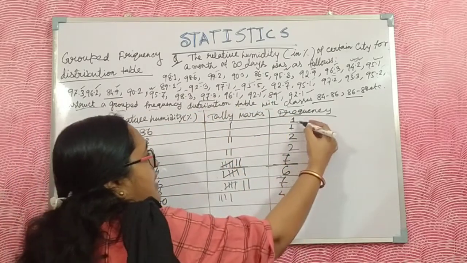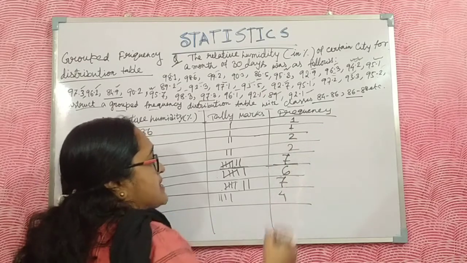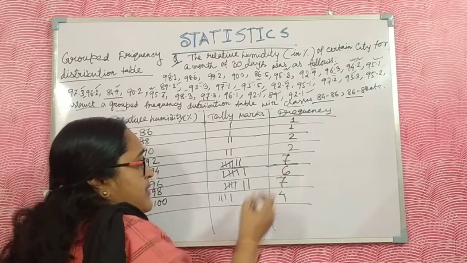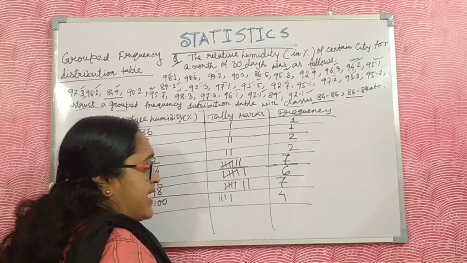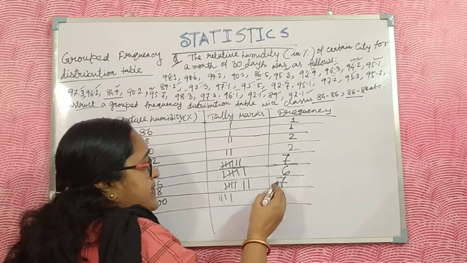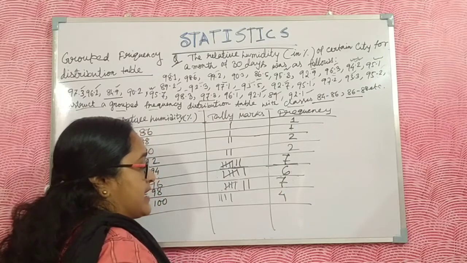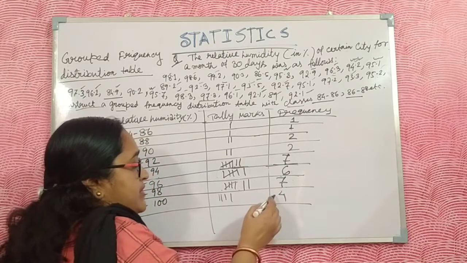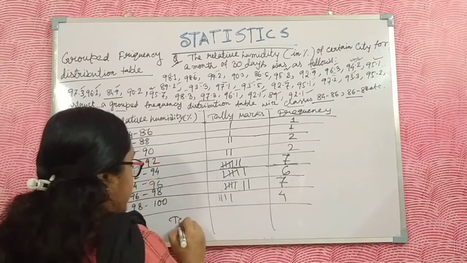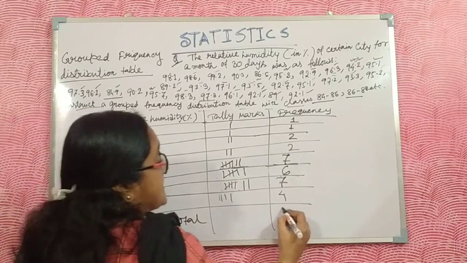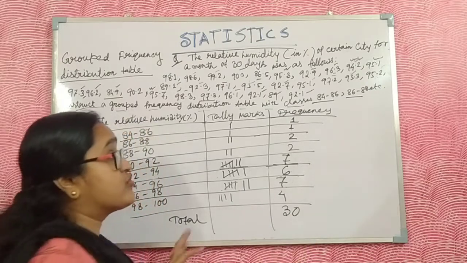Here 1 plus 1, 2 plus 2, 4 plus 2, 6, 6 plus 7, 13, 13 plus 6, 19 and 19 plus 4, 23 plus 7, 30. Yes, then the total is now correct. All of you, please do it carefully.